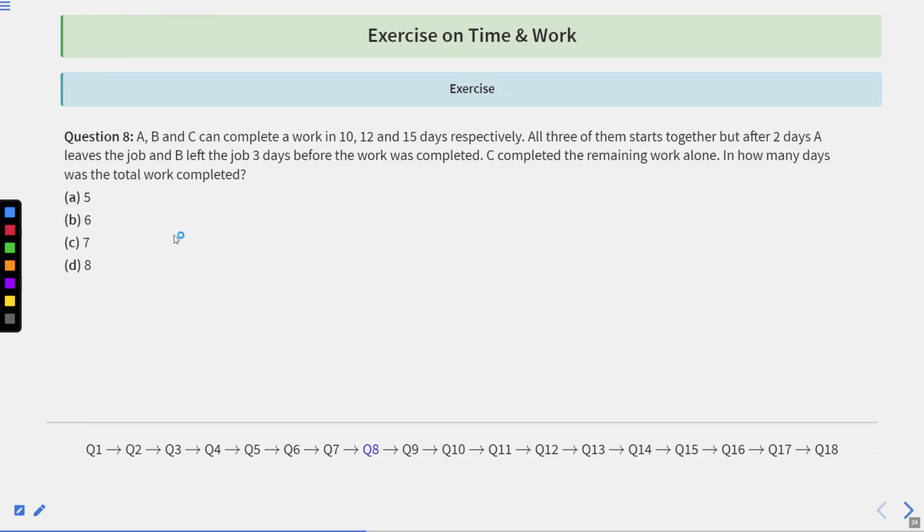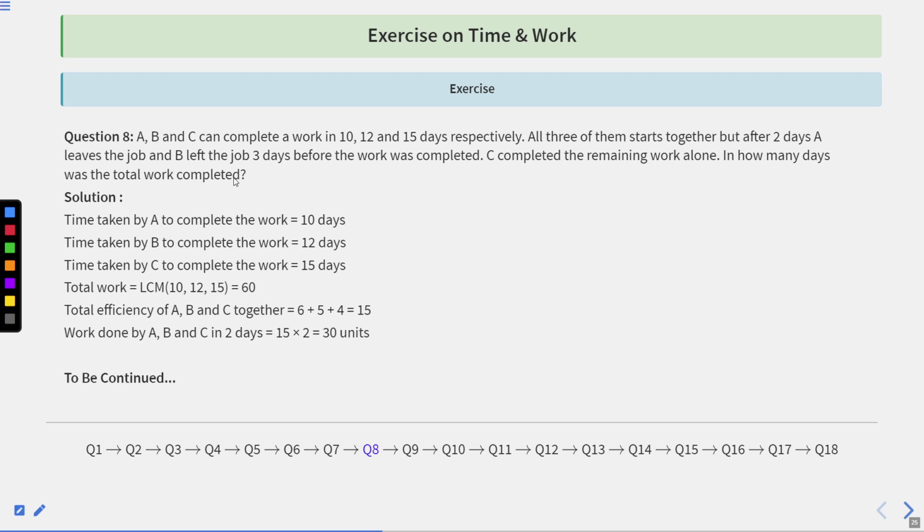Question number 8. A, B and C can complete a work in 10, 12 and 15 days respectively. All three of them start together, but after 2 days, A leaves the job and B left the job 3 days before the work was completed. C completed the remaining work alone. In how many days was the total work completed?